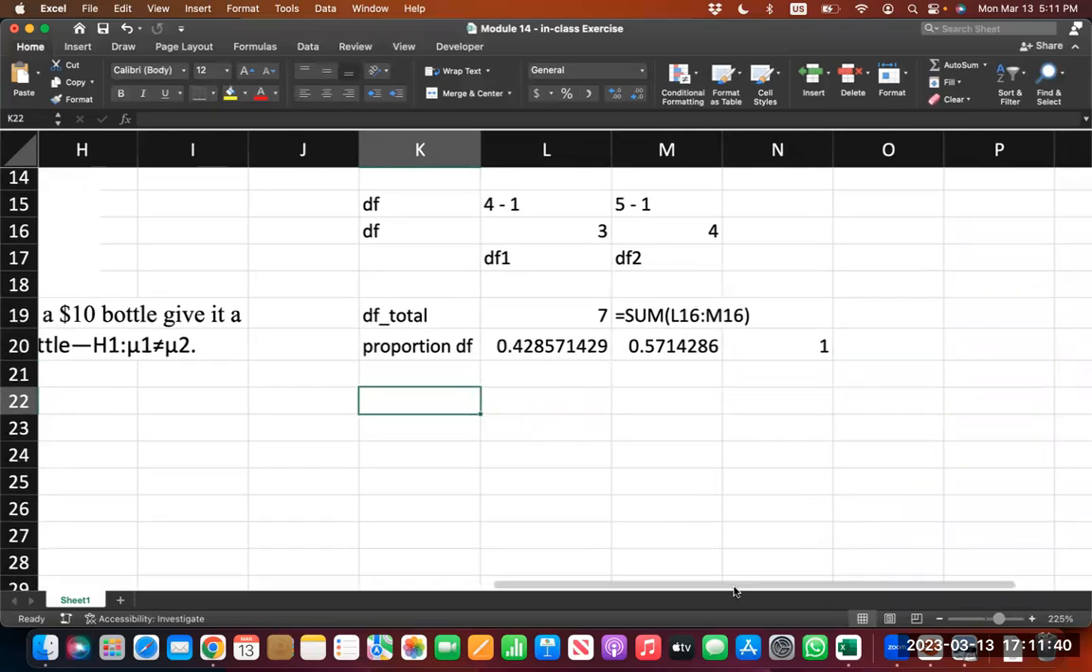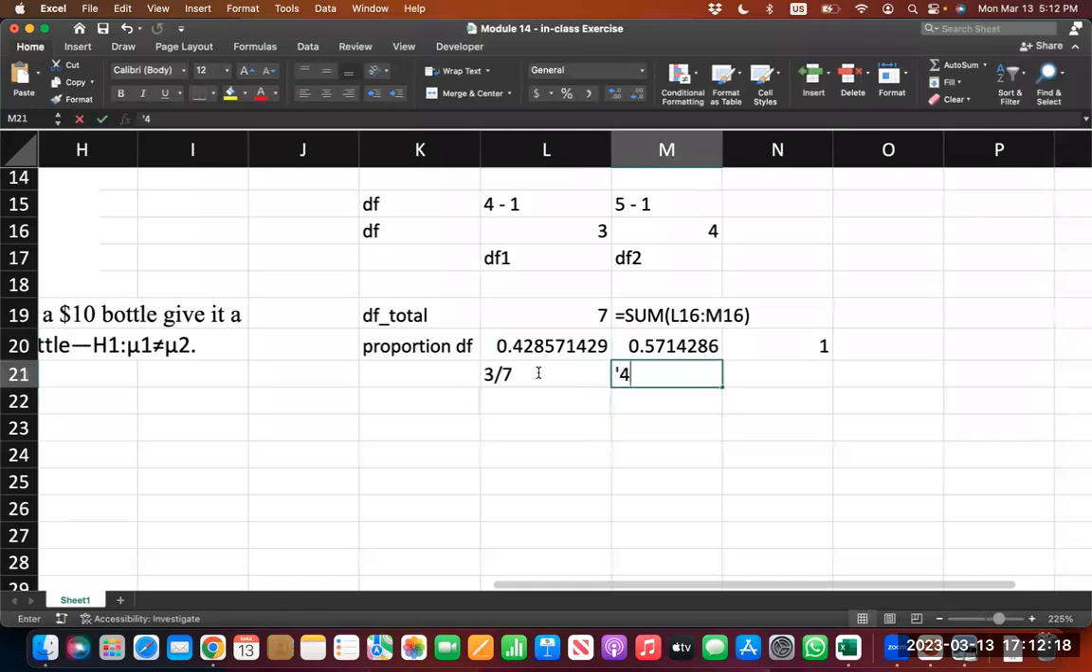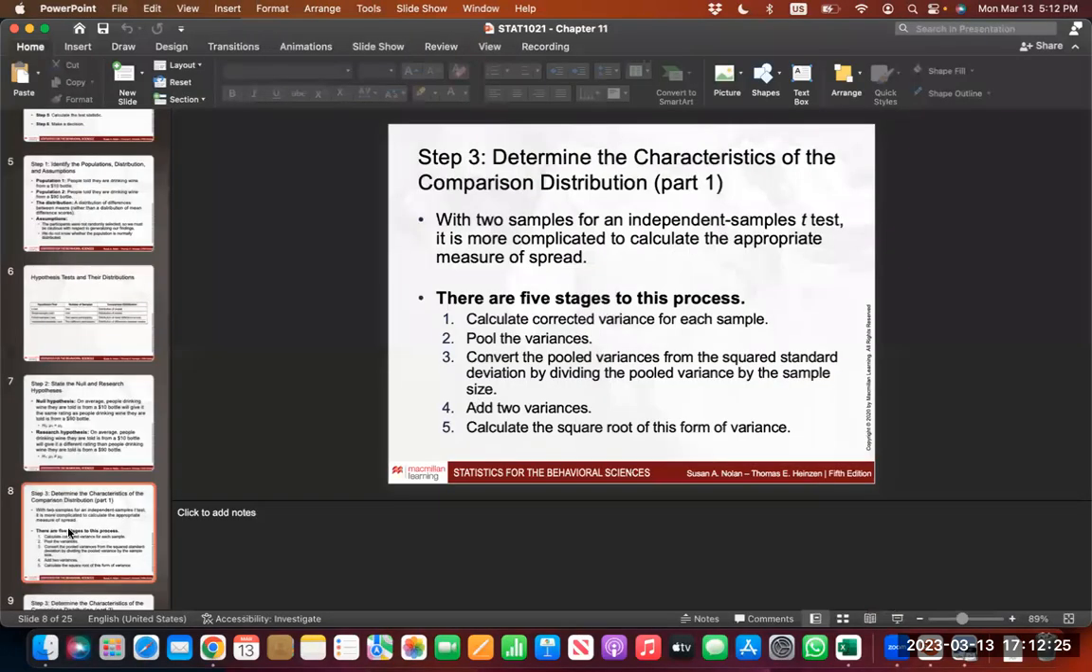Yes, what you did for the proportion. So you have a total degree of freedom, the sum of both degrees of freedom, which is how many individuals you have in both samples. The proportion is basically the respective degrees of freedom as a proportion of the overall degrees of freedom. 3 over 7 and 4 over 7. So this is 3 over 7, and that's 4 over 7. That's where we're starting off.